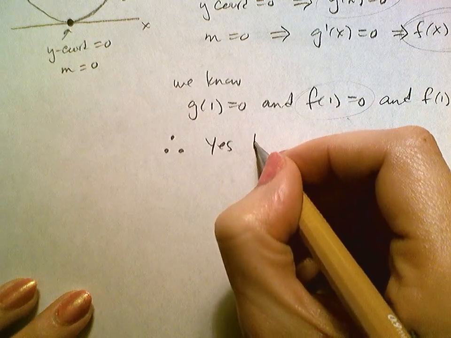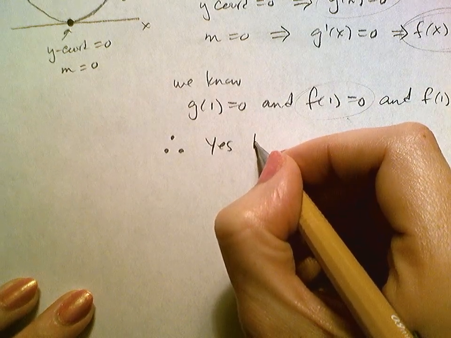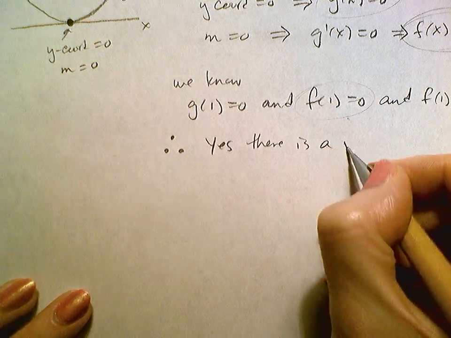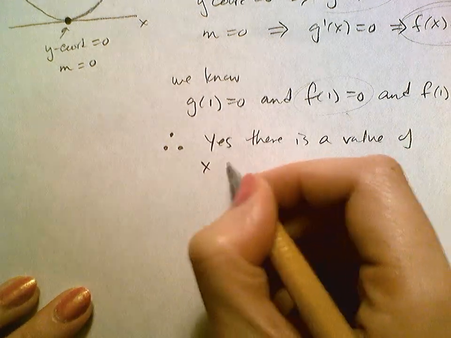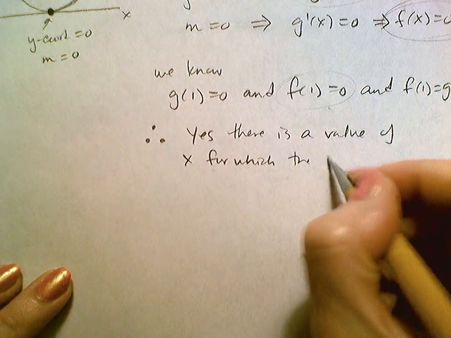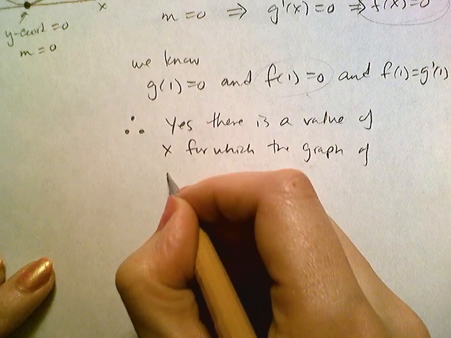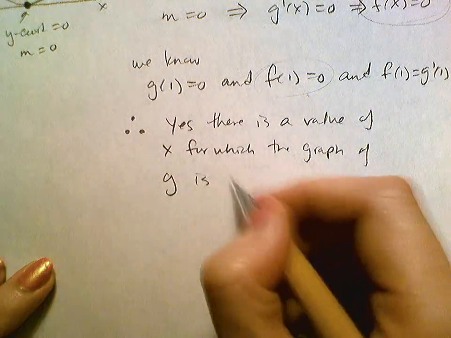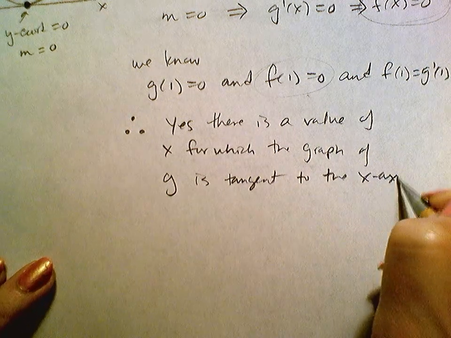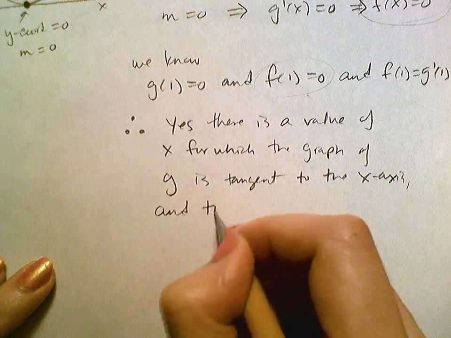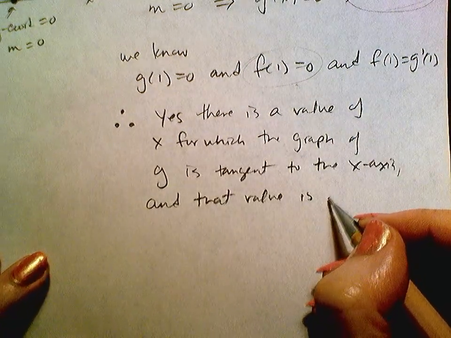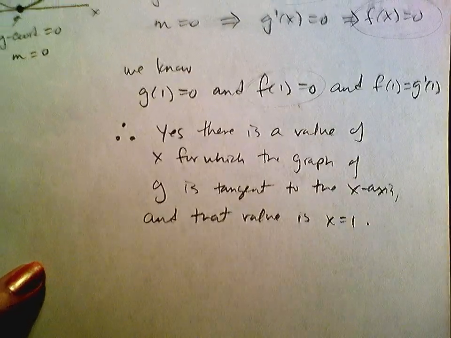Yes, there is a value of x for which the graph is tangent to the x-axis, and that value is x equals 1. Okay, I could have said that better.